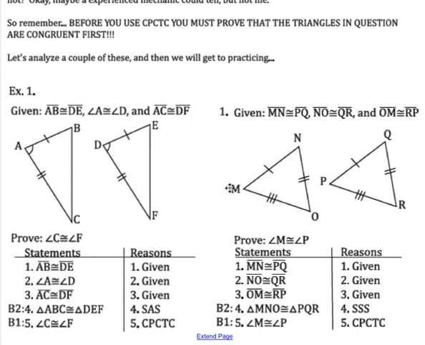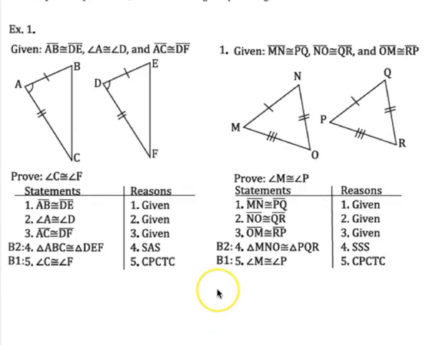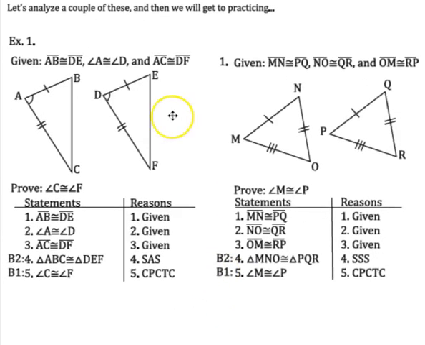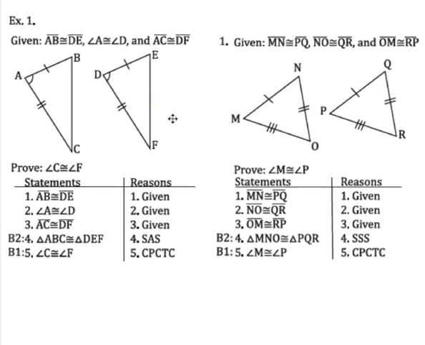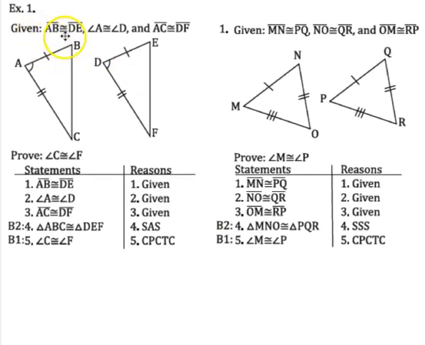So, that's just a lot. Let me talk about it. Let's analyze a couple of these and then we're going to practice. So example 1, they gave me 3 givens. They marked them nice for me. Remember in proofs, you're going to put your givens at the top, left side, and write given, given, given. And then once you have at least 3 pieces of information, you can prove that the triangles are congruent.